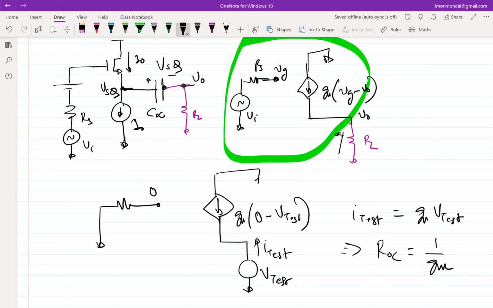Now, if I ask you whether this is a, yes. Right. Because if we increase the VGS, it is very high.